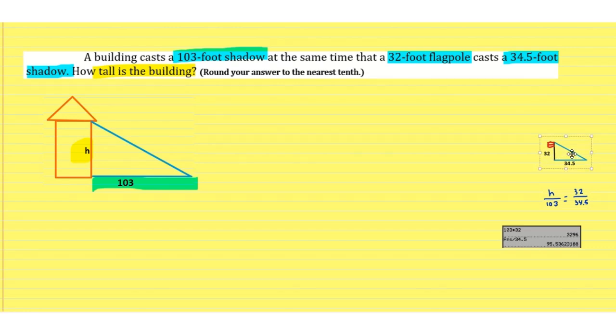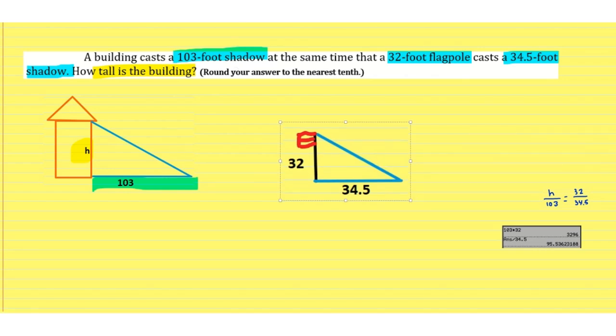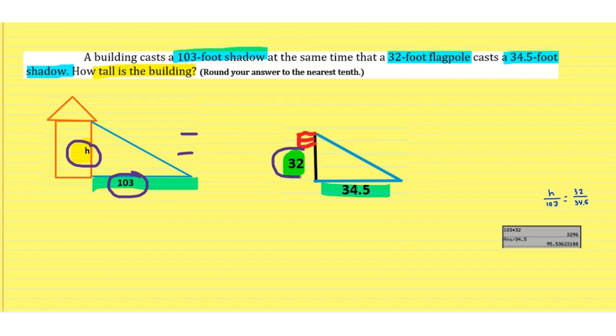And we also have another situation where they say the flagpole is 32 foot tall. So they actually do tell us what the flagpole height is. It is 32. And the shadow of the flagpole is the 34.5. So we can set that up and we can relate the height of the building to the shadow of the building, and that will relate to the height of the flagpole to the shadow of the flagpole. So I went ahead and have it written up here.